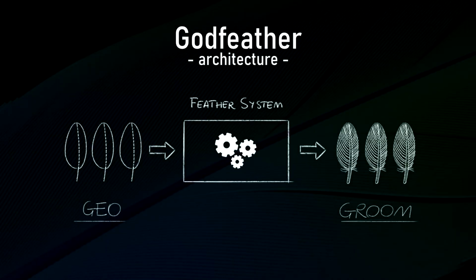Before jumping to a demonstration of how the grooming nodes work, let's go for a quick overview of the general architecture. In the Godfeather workflow, feather geometries are fed into an object called feather system. A feather system is a complex node that contains a recipe to build a feather on each feather geometry. We could say that a feather system defines a class of feathers. A subnetwork inside of the feather system builds the recipe using the Godfeather nodes.